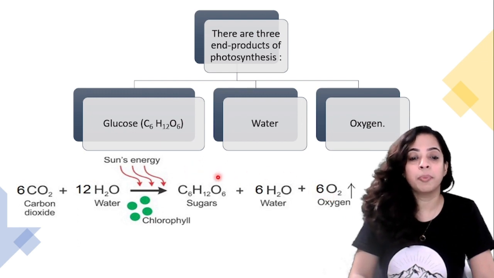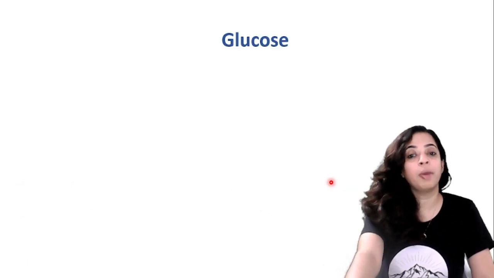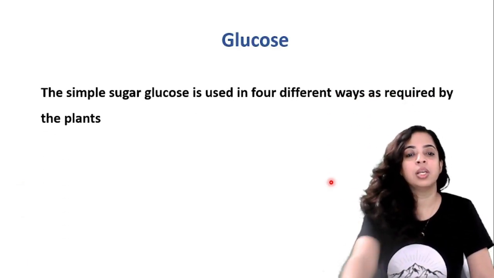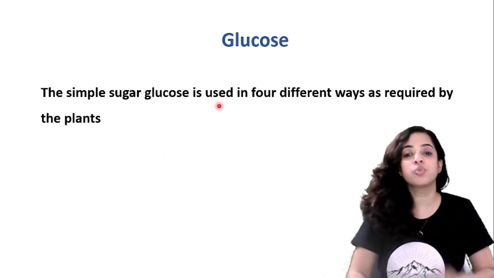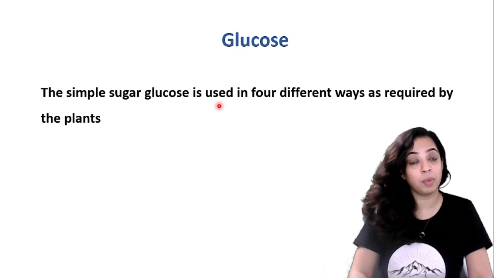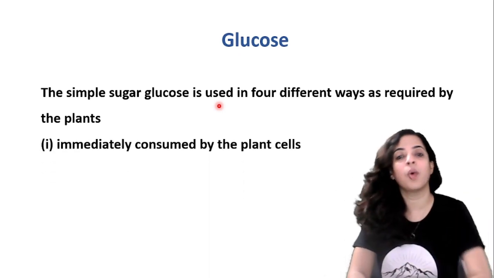So what are the products? Glucose, water and oxygen. These are the 3 products. So let's talk about glucose in detail. Children, this simple sugar glucose is used in 4 different ways as required by the plants. Now, what are the 4 ways in which glucose is required by the plant?